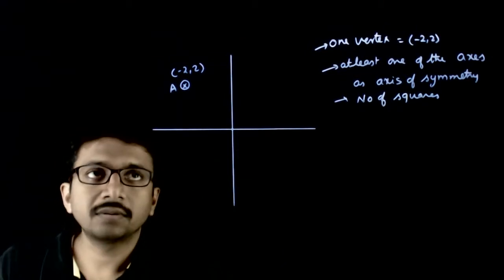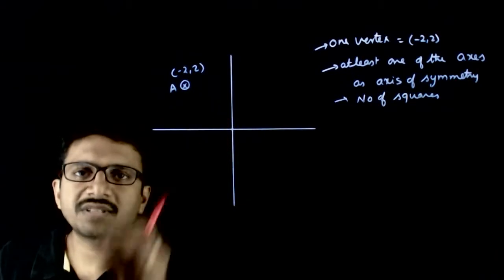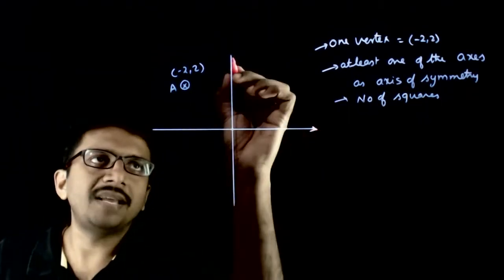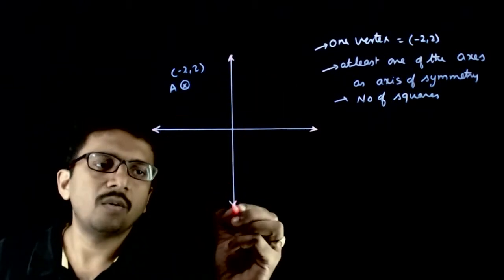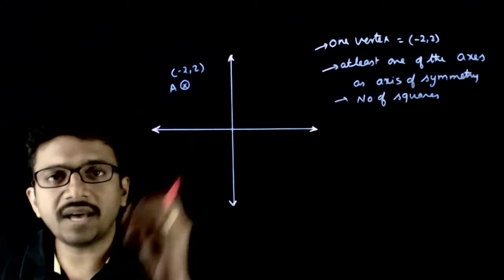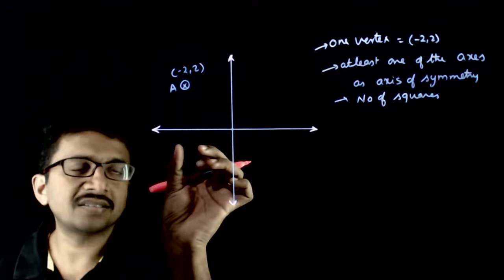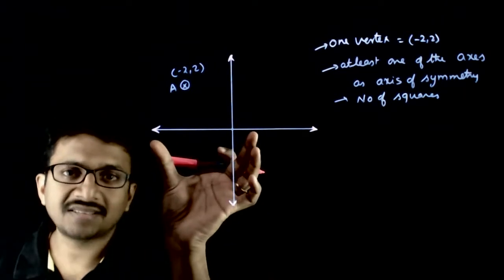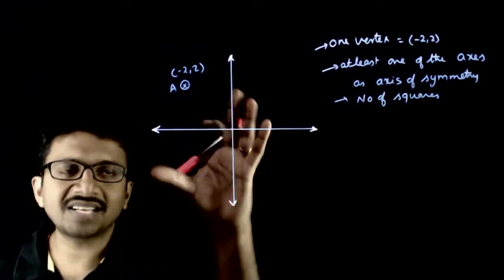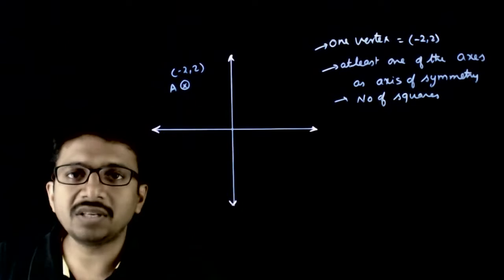So welcome students. In this question, you are given that one of the vertices of a square is (-2, 2), and the square has at least one axis as the axis of symmetry. So the square has at least the x-axis or the y-axis as the axis of symmetry. If that is so, how many squares can be formed?